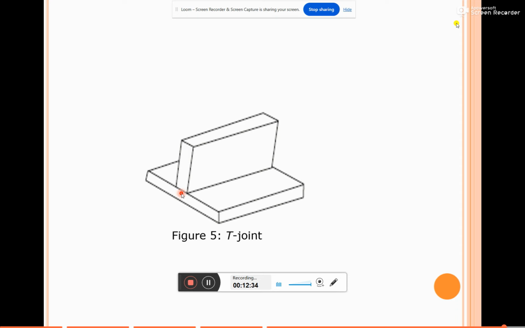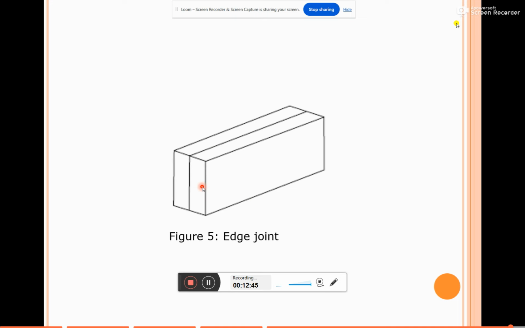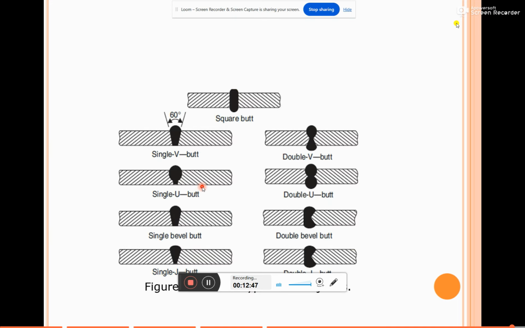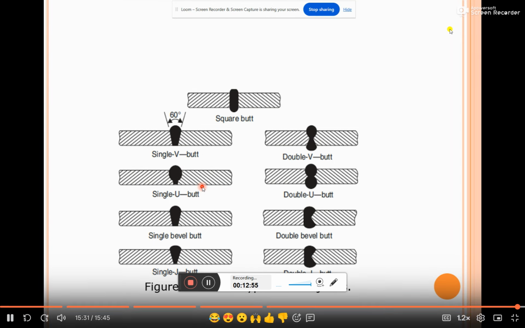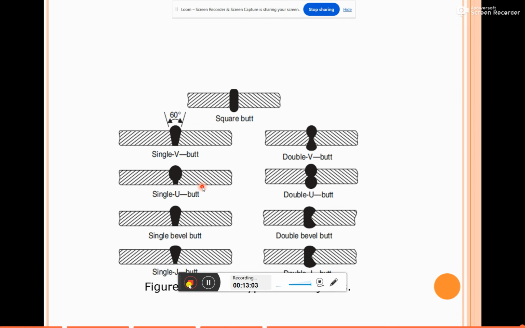Based on the requirement and the position of the workpieces, we have to choose the joint. We discussed different types of joints like T joint, edge joint, corner joint, lap joint or butt joint. We have to decide based on what penetration rate the welding should have, or what the workpiece's position is. According to that, we select the type of joint.